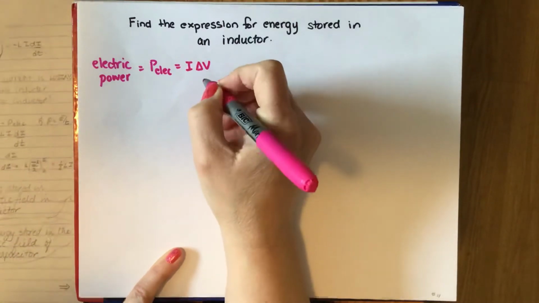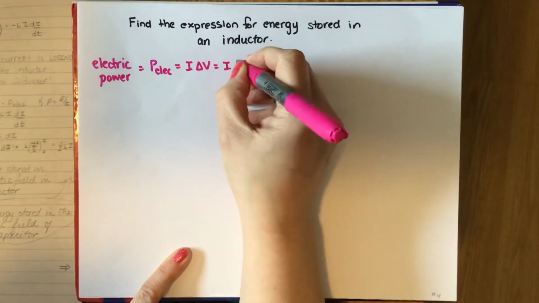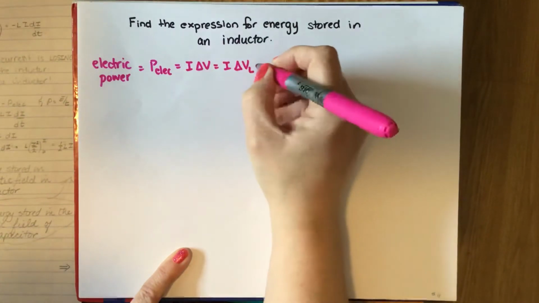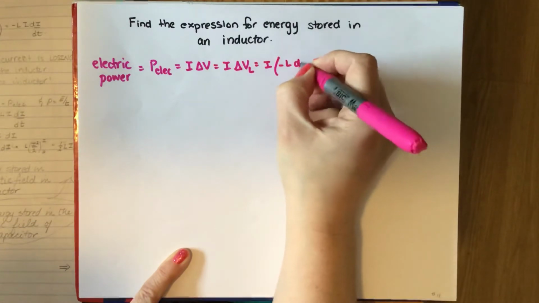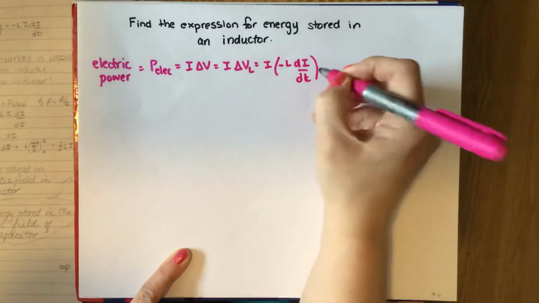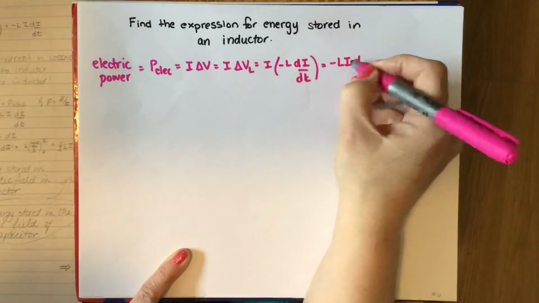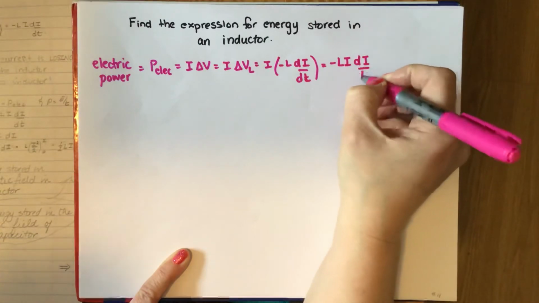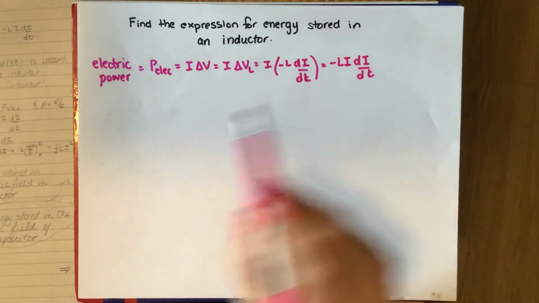So if we're finding the power for the inductor, we'll put in the potential difference across the inductor. So current times minus L times di dt. So we're just putting in things we know so far. Then we'll write that down a little bit more nicely: minus L times I times di by dt. So let's think about what we found right here.